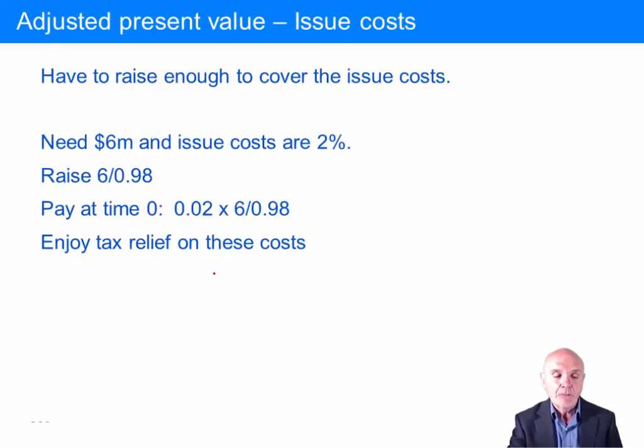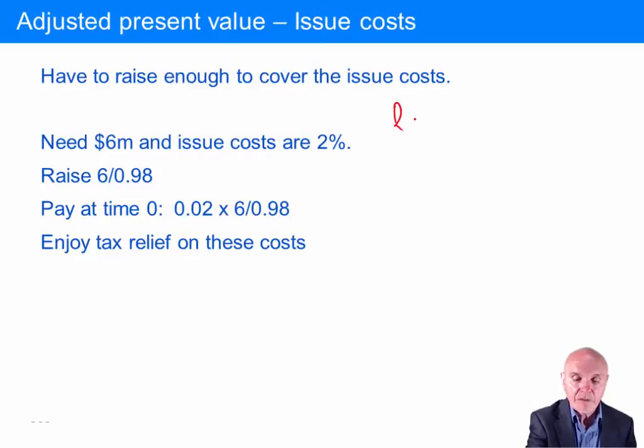The final example is looking at issue costs. Sometimes you have to raise enough money to cover the issue costs. You have to spend money on your merchant bankers and your stockbrokers and so on, and then you have to have enough left to actually put into the project. So here we need to end up with 6 million, and the issue costs are 2%. So how much do we have to raise? Well, you can think that we raise an amount minus the issue costs, which is equal to what we need to spend.